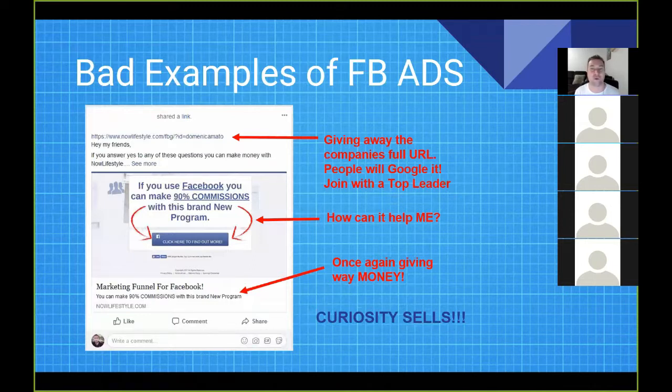This person is actually giving away the company's full URL, which is bad because if someone was interested in this particular advert and this particular company, the first thing that they're going to do is either Google it or YouTube it, and find more information online about the company. And as soon as they've done that, they're not going to worry about clicking on the link. They're going to look for the top leader within that industry and look at joining under them. Or they'll find a web page which has more information about the company, and as soon as they click on that link, it's going to fire off the cookie for that particular person to join you straight away.